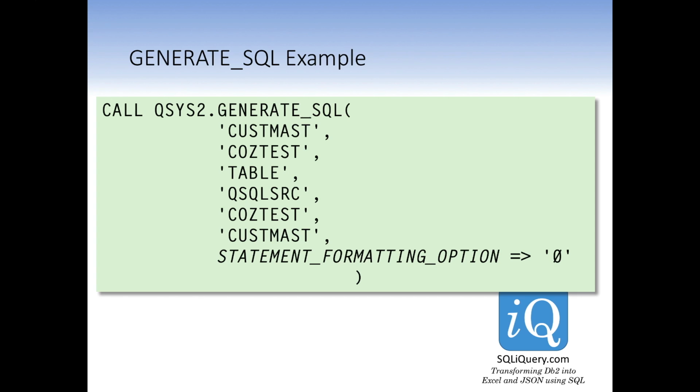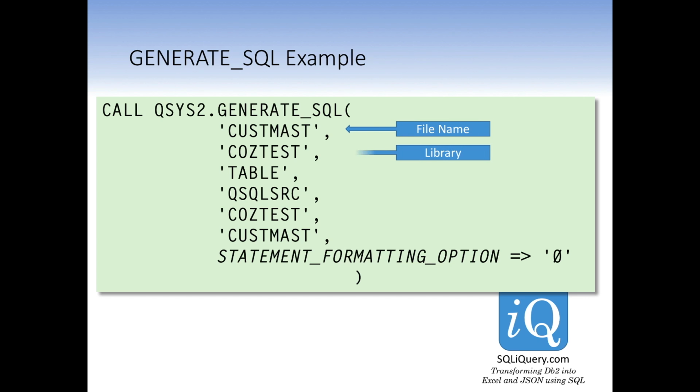Now, one caveat: the source file member, which is CUSMAST in QSQLSRC in Cozy Test, must exist. Currently, there's no option to add the member automatically for some reason. It's the first interface I've seen in decades that doesn't have an add member option, but it doesn't. So remember to add the member first.